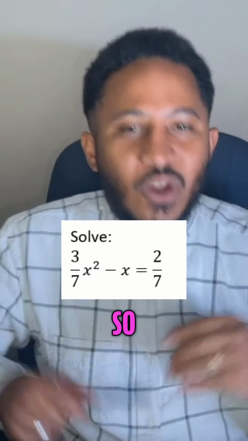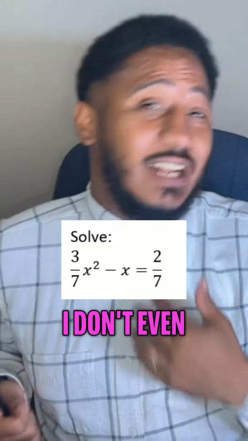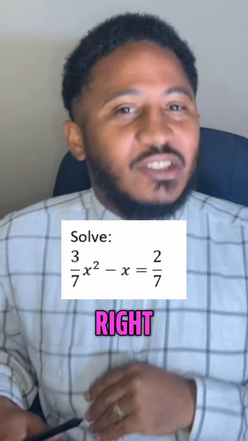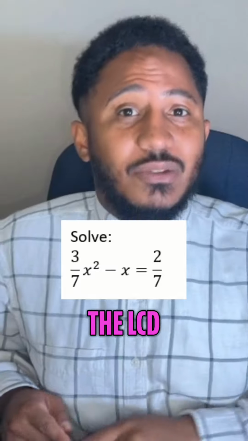Let's try solving this equation. When solving equations like this, this involves fractions. No one likes fractions. I don't even like fractions, and I do this for a living, right? So in order to get rid of the fractions, our first step would be to multiply by the LCD, okay?